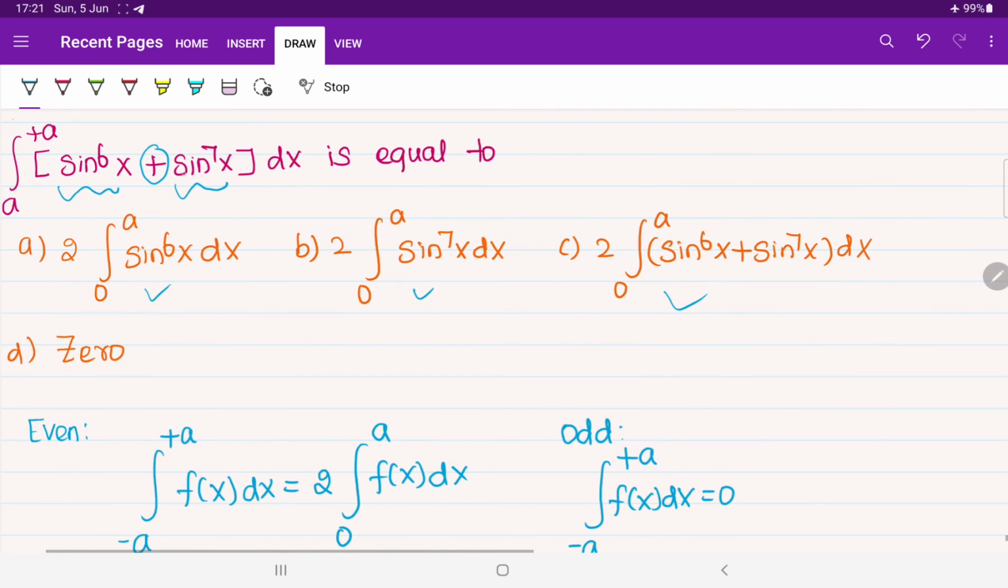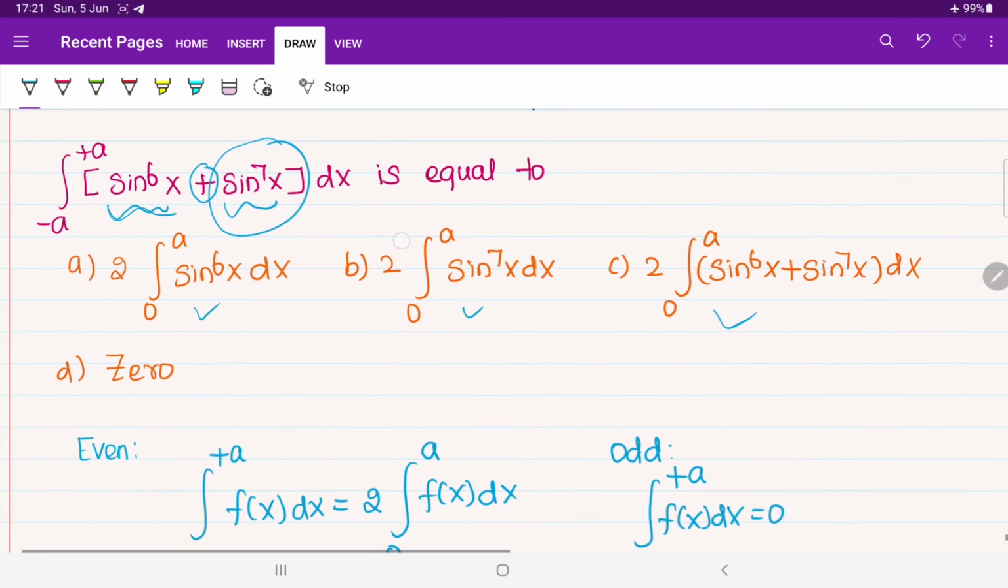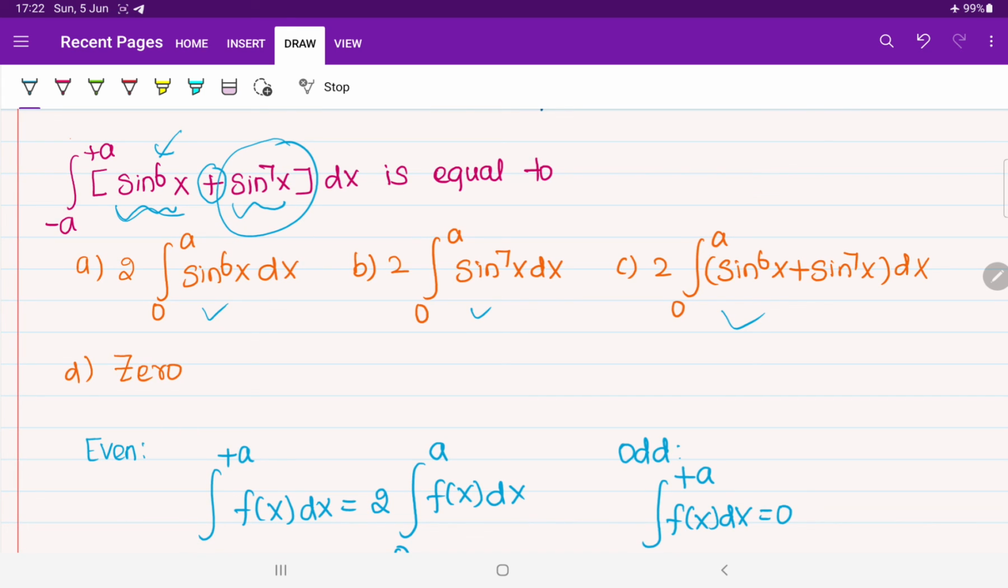Then what is the overall conclusion? This part is going to be 0, and only this part will exist. Of course, this part is an even function. For the even function, minus a to plus a can be written as 2 times the integral from 0 to a of sine power 6x dx. So the correct expected answer is option A.